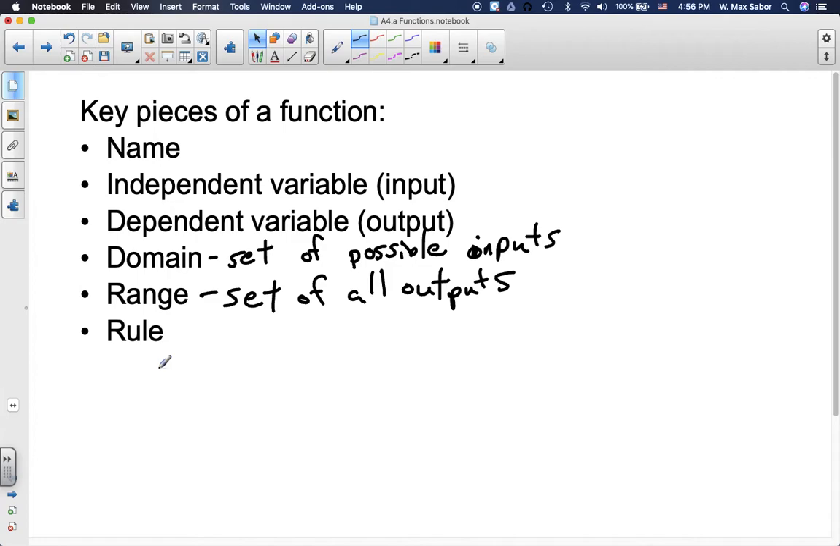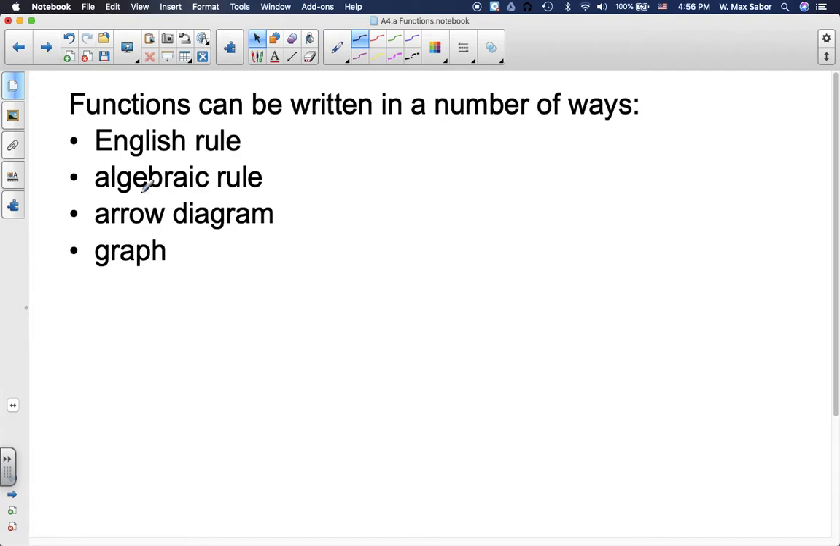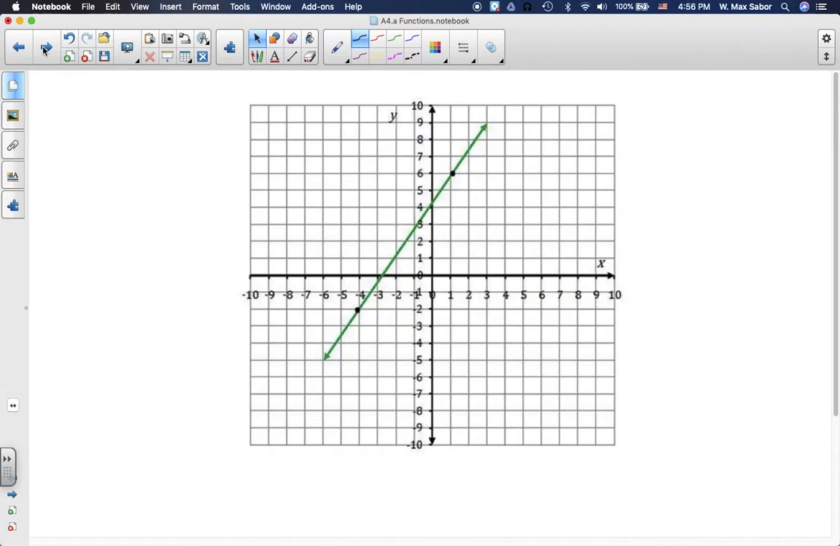Sometimes this rule can be said in a word, sometimes it can be said in algebra, and sometimes it takes more complicated ways of describing it. So you can write that rule in English, you could write it algebraically, you could write it with an arrow diagram or with a graph. So I'll show you a bunch of ways.